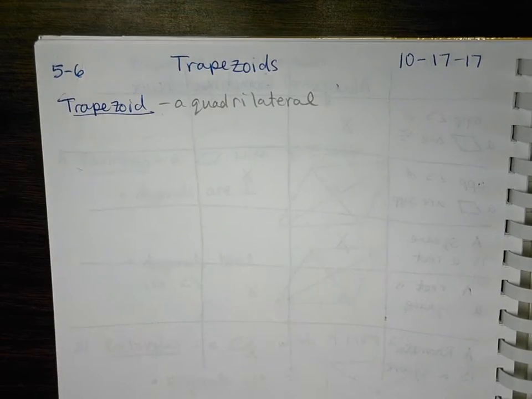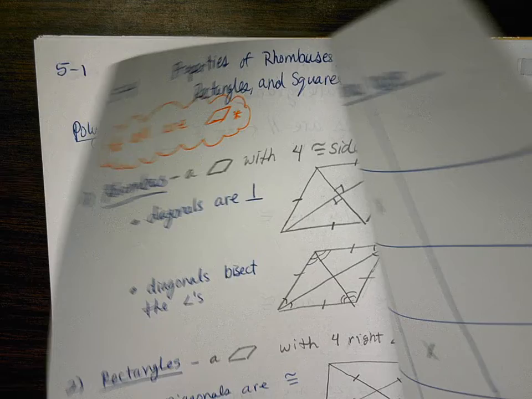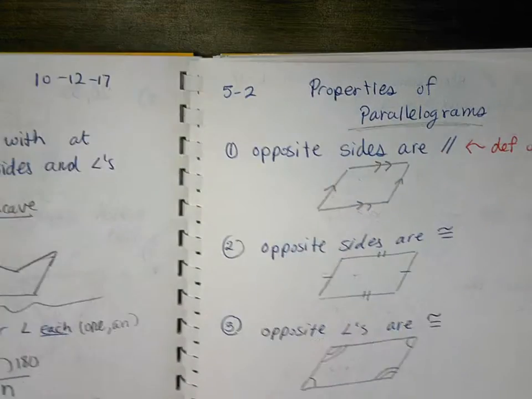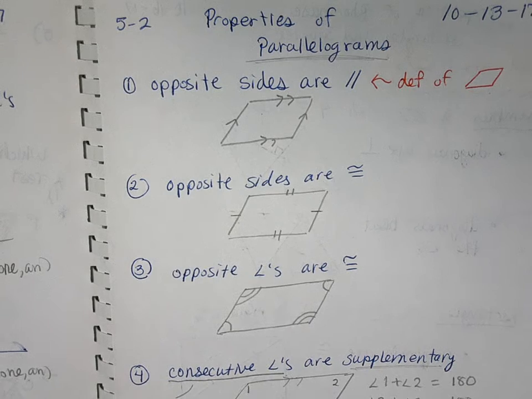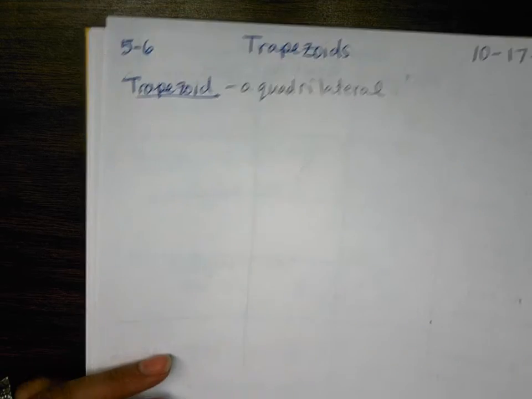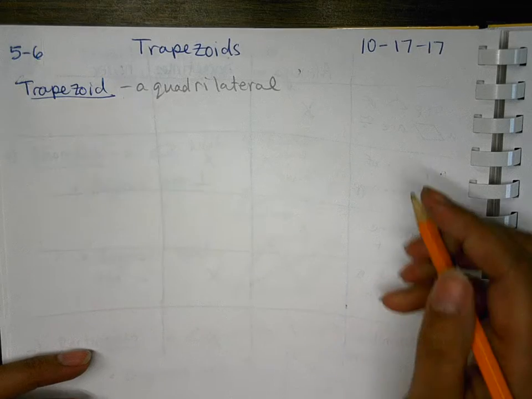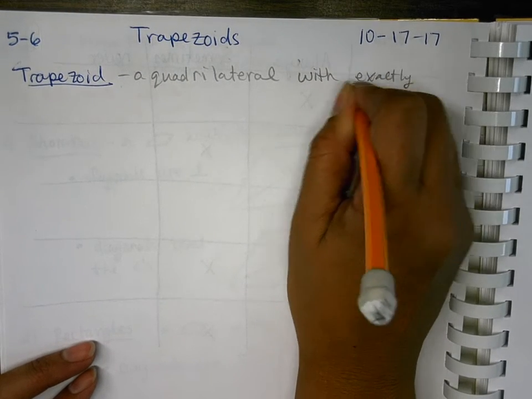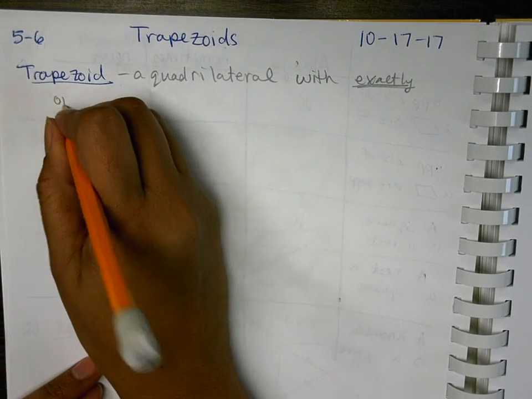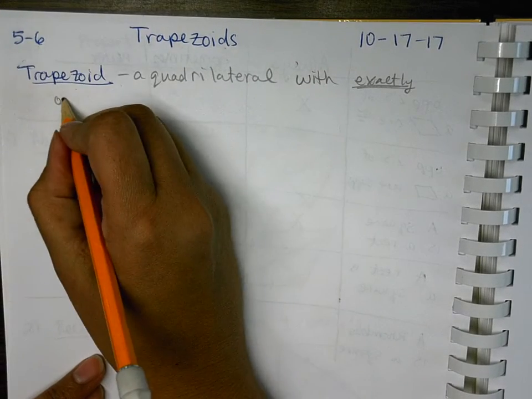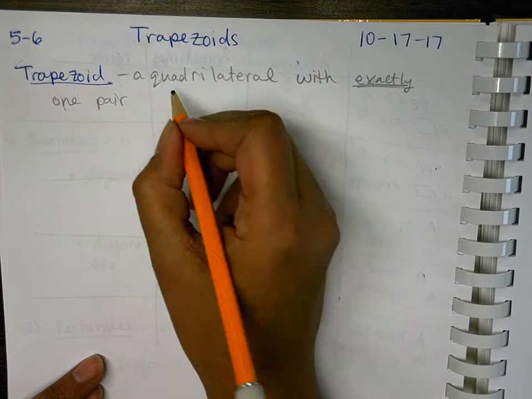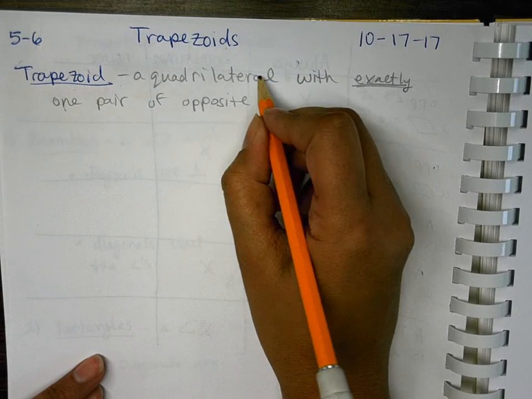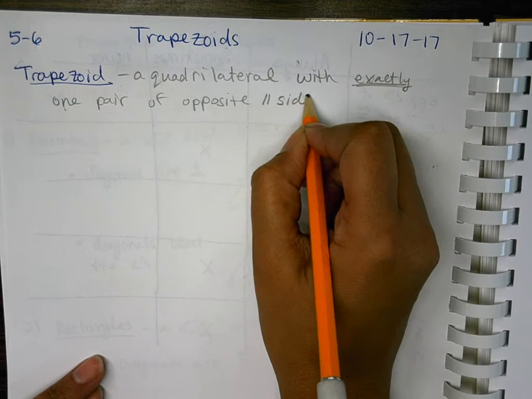It is not a parallelogram. So here are the parallelograms. A trapezoid is not a parallelogram. Okay, so that being said, it's a quadrilateral with exactly one pair of opposite parallel sides.